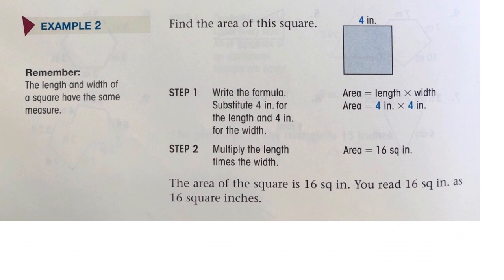For example 2, find the area of this square. We're only given the length of one side. But remember, the length and width of a square have the same measurement. Step 1, write the formula. Area equals length times width. Substitute 4 inches for the length and 4 inches for the width. 4 times 4. Do the multiplication and you get 16 square inches.